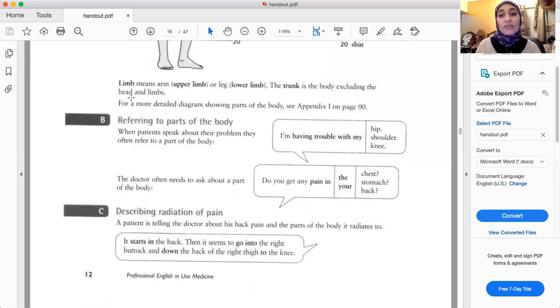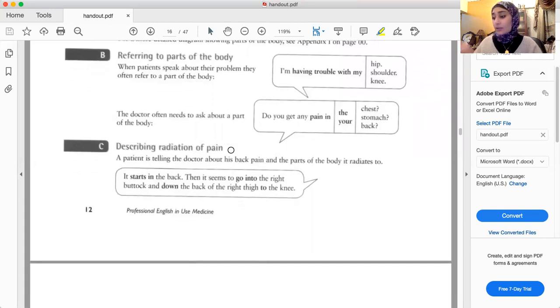And the trunk. The trunk is the body excluding the limbs, the lower limb and the upper limb. So the trunk is the main body excluding head and limbs.